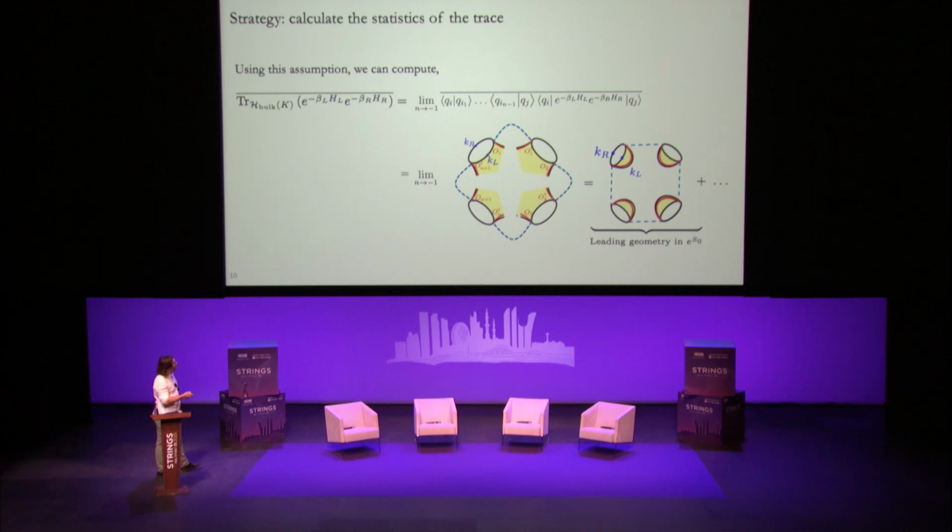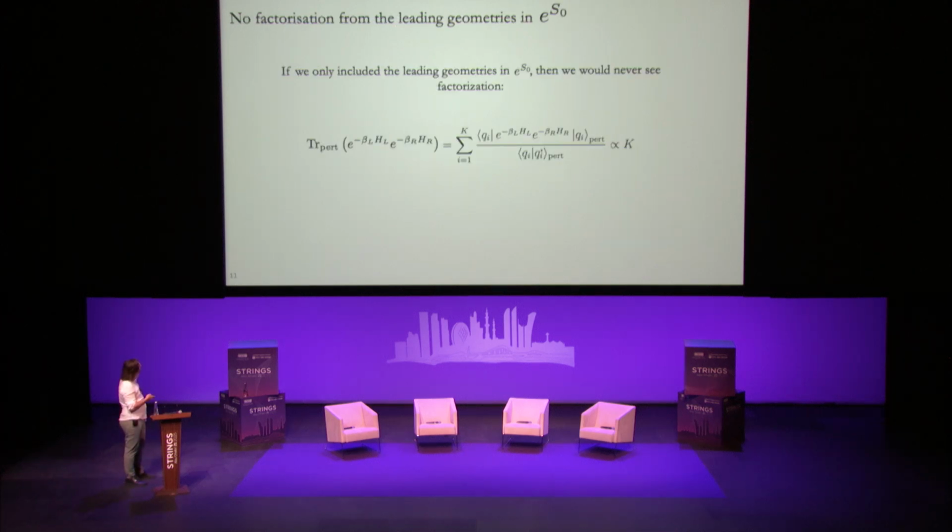Now, the leading geometry in e to the S naught is just the fully disconnected geometry. It's just multiple copies of the Euclidean black hole geometry, so multiple copies of the disk geometry, where the only possibility is that all operators that appear here, that generate these states qi, are all the same. So this geometry is a leading geometry in e to the S naught. And if we only take this geometry into account, we would never see factorization.